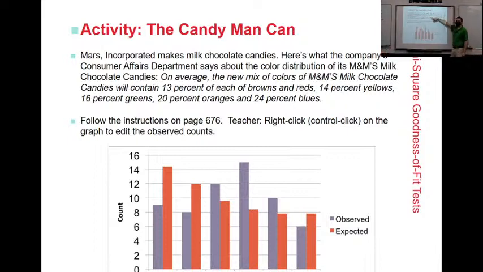The claim by the company is that brown and red are 13%, yellow is 14%, green is 16%, orange is 20%, and blue is 24%. So, those are our claims. Does it really add up to 100?